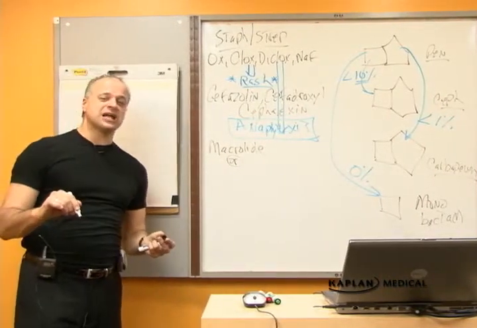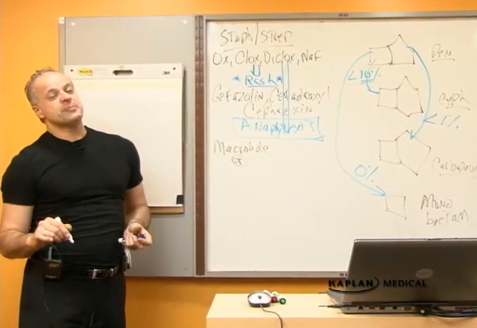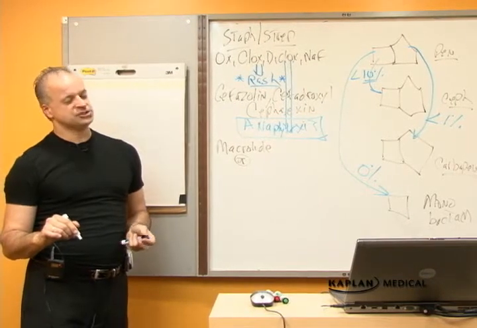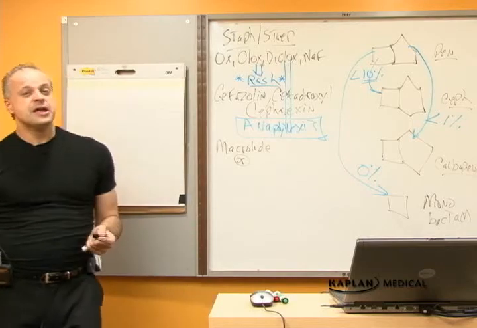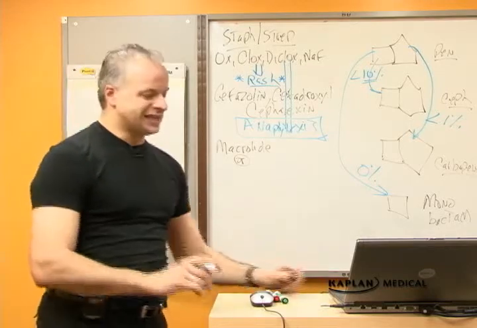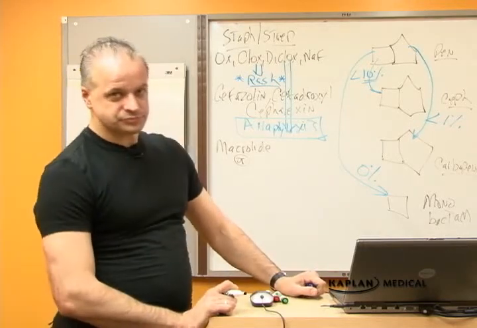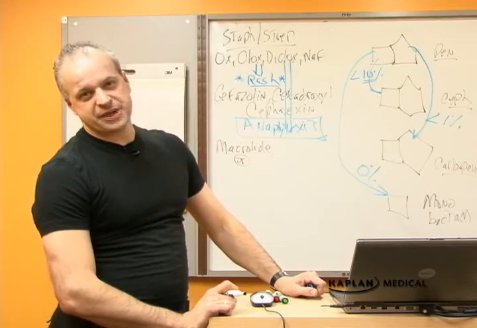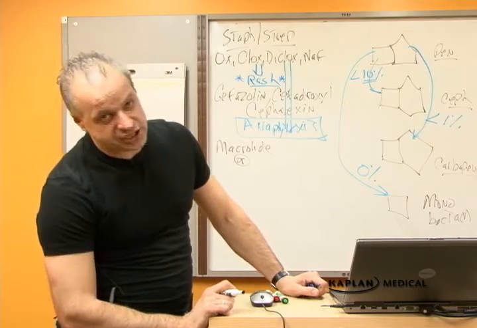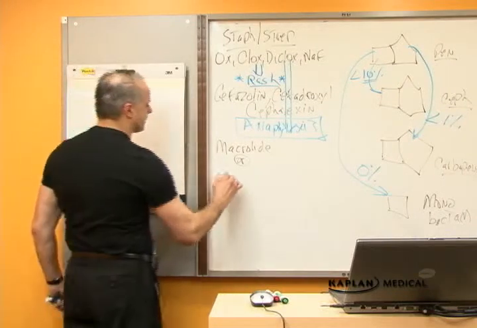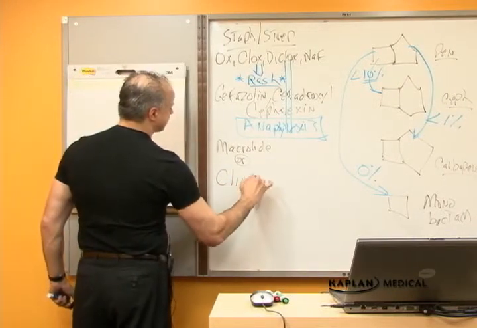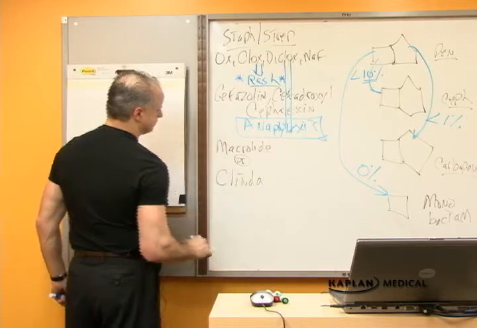It's like a macrolide. It doesn't cover Mycoplasma and Legionella, but it does cover anaerobes. That is staph, strep, and anaerobes. Clindamycin.